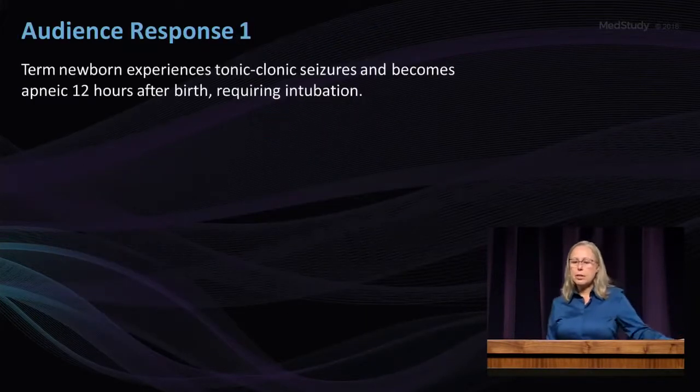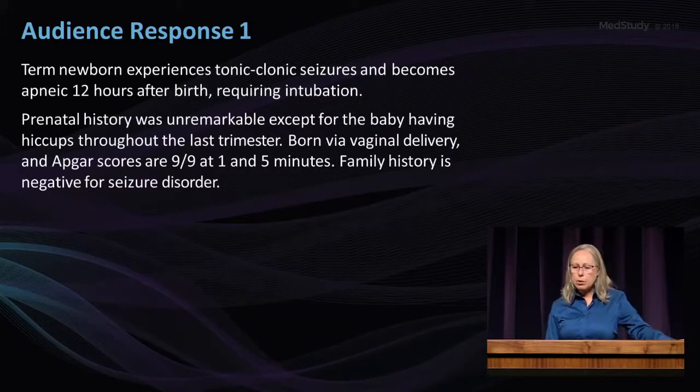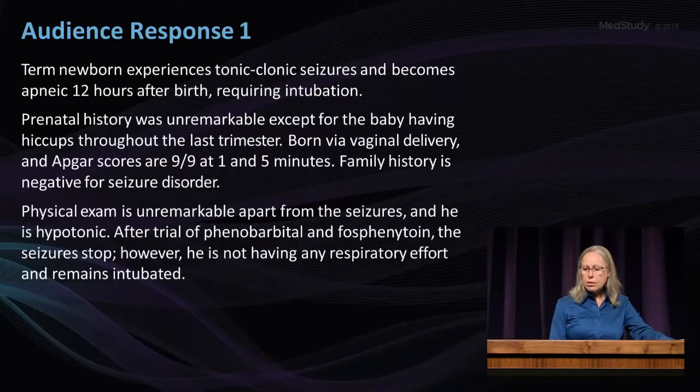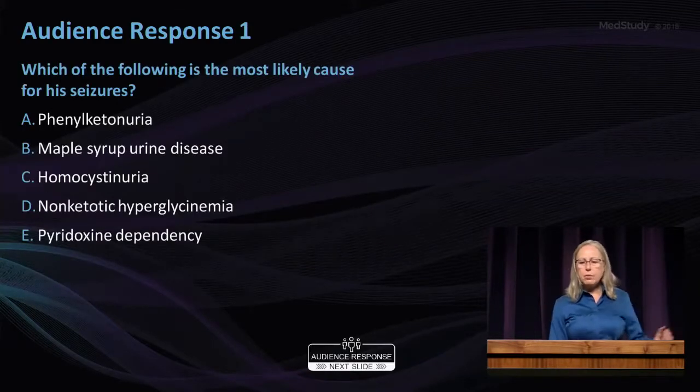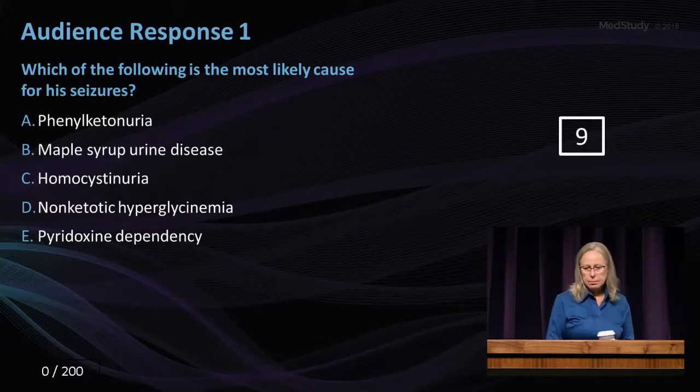All right, a term newborn experiences tonic-clonic seizures and becomes apneic 12 hours after birth, requiring intubation. Prenatal history was unremarkable except for the baby having hiccups throughout the last trimester. Born via vaginal delivery, APGARs were 9 and 9. Family history is negative for seizure disorder. Physical exam is unremarkable apart from the seizures and hypotonia. With a trial of phenobarb and phenytoin, the seizures stop. However, he's not having any respiratory effort and remains intubated. Which of the following is the most likely etiology?